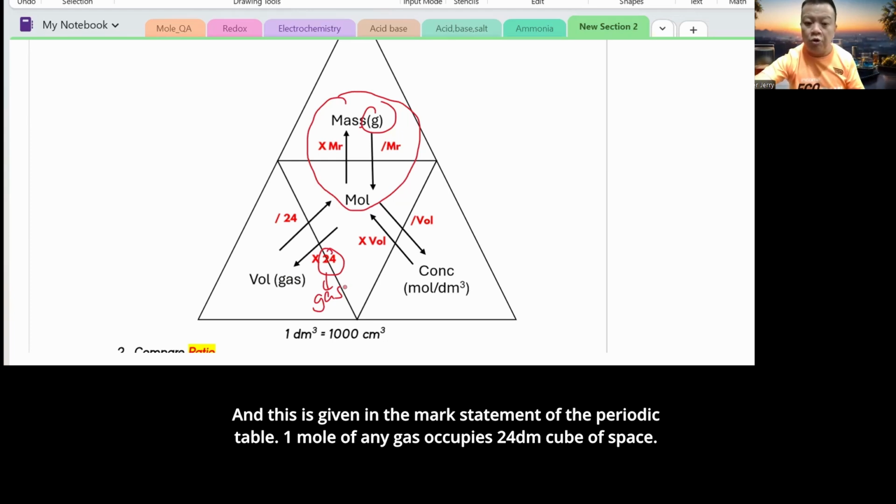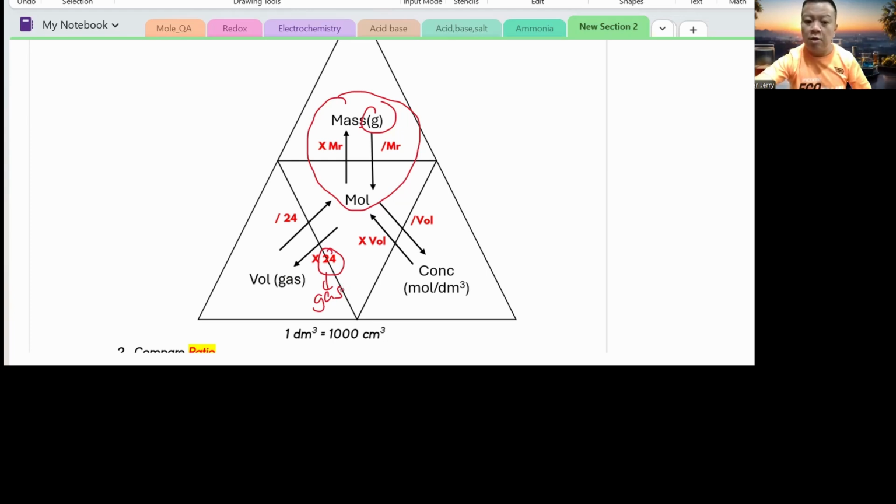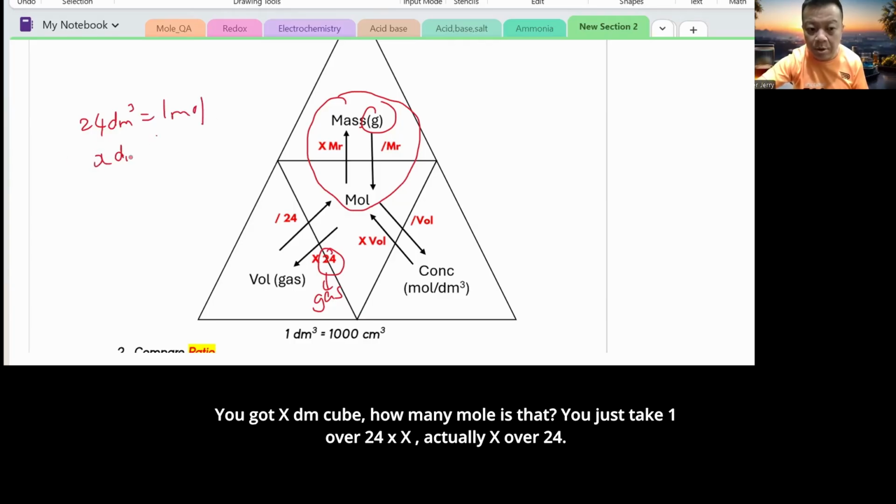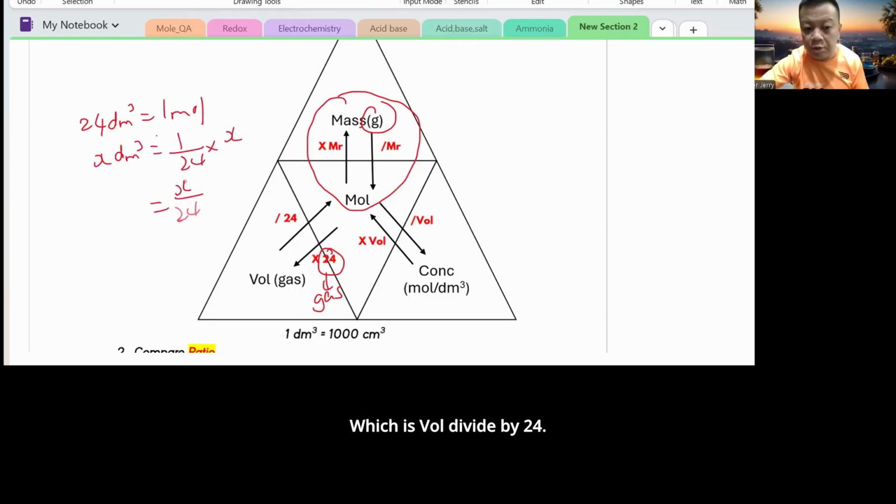1 mole of any gas occupies 24 dm³ of space. So even if you forget, you can still use the last statement. They're saying that 24 dm³ of any gas is 1 mole. You can use the mole ratio to calculate. If you've got x dm³, how many moles is that? You just take 1 over 24 times x, which is actually x over 24, which is volume divided by 24.